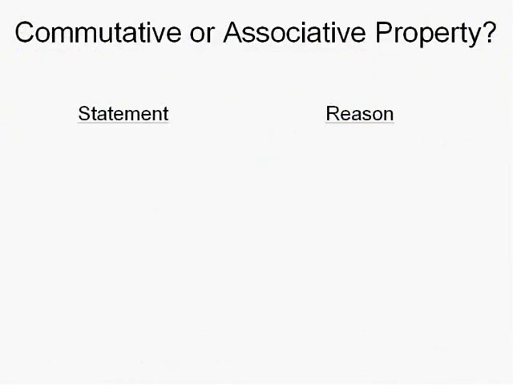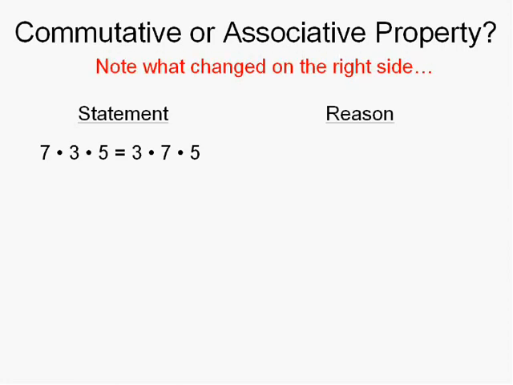Now then, we'll see how much you learn. Let's see if you can tell the difference between two statements that have the commutative and the associative property. Why is this statement true? A clue. Look on the right side and what changed. It started off at 7 times 3 times 5, and it became on the right side 3 times 7 times 5. What changed was that the 3 and the 7 changed order. Who tells me I can commute the 3 and the 7?